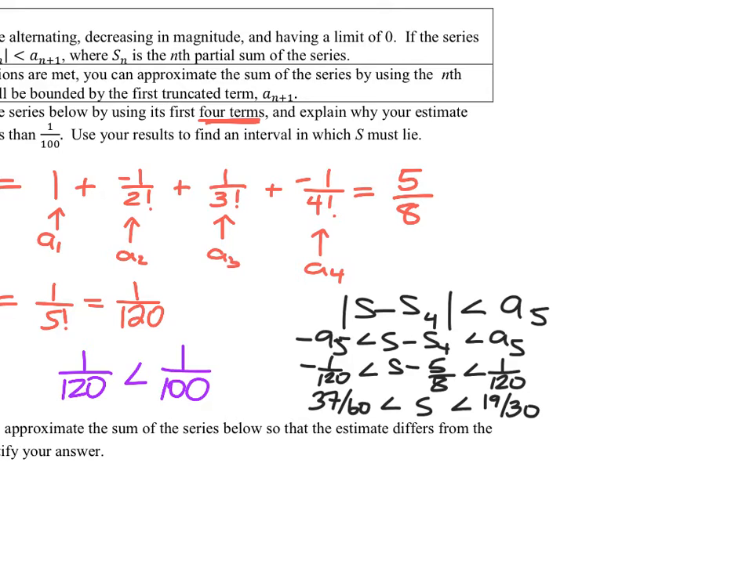So the true sum has to be in that interval. And really, if you think about it, we only had to go out 4 terms in order to get a good approximation. That's pretty good.